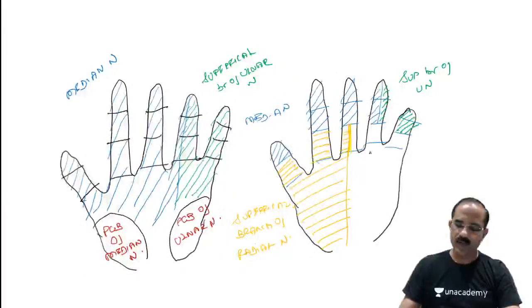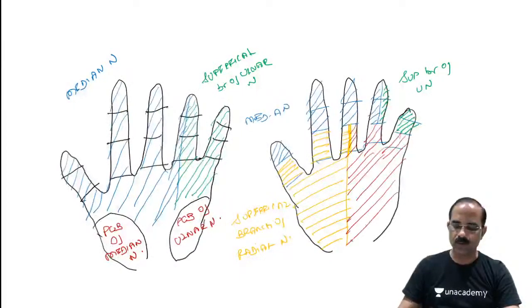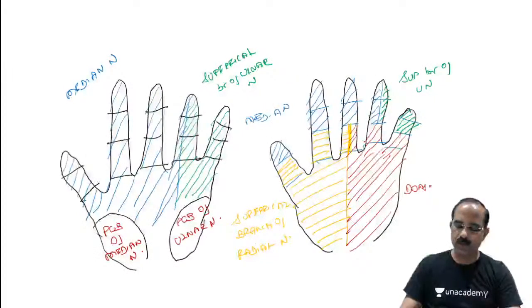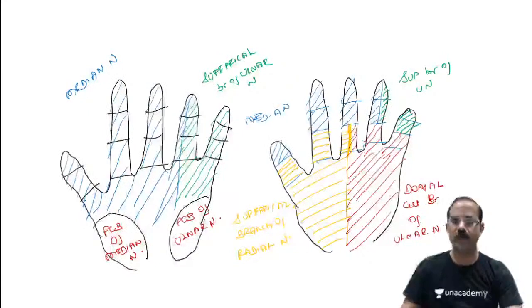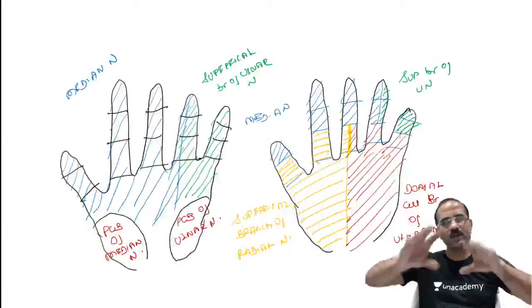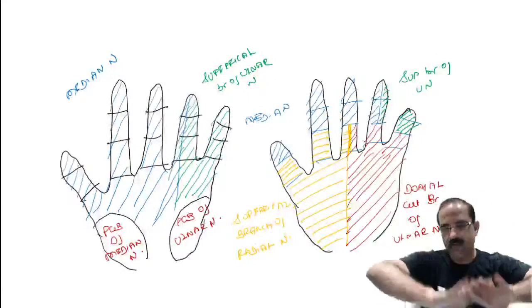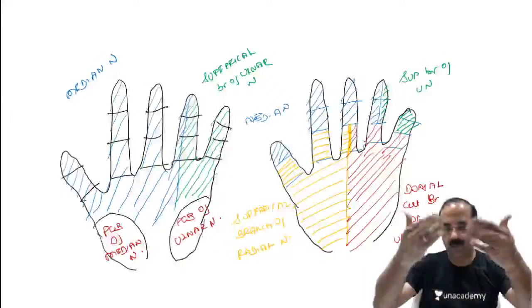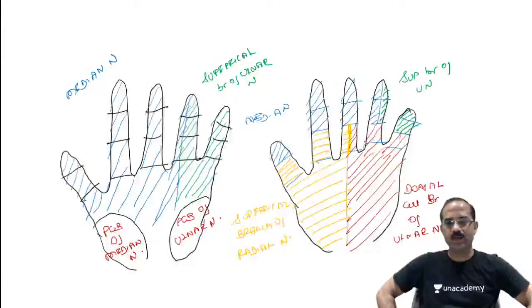Okay, students. Now what are we left with? The proximal phalanges of 2.5 fingers and the dorsum. This is supplied by the dorsal cutaneous branch of ulnar nerve. Lateral 2.5 proximal phalanges, superficial branch of radial nerve. Medial 2.5, the dorsal cutaneous branch of ulnar nerve.